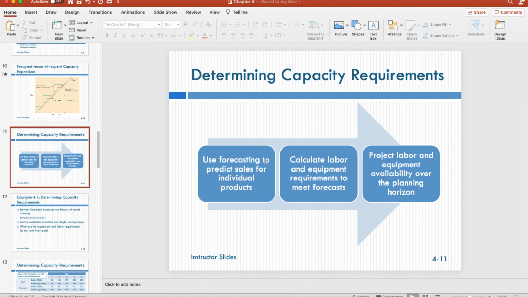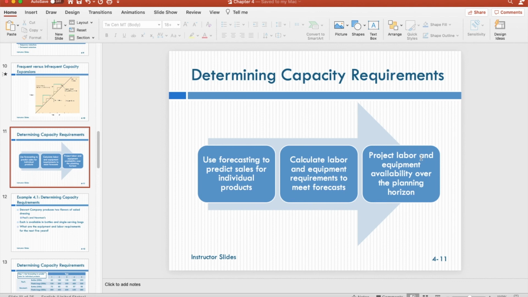We try to use the forecasting to predict the sales, and then in order to fit that specific forecast of our predicted sales, we try to calculate labor and equipment requirements in order to meet the forecast. That's the second step. Now, after we get the requirements about our labor, equipment or facility in order to meet the forecast, then we come to the most specific capacity planning procedure. So we know that in order to meet the customer forecast, the requirement is like this, in terms of labor and equipment.